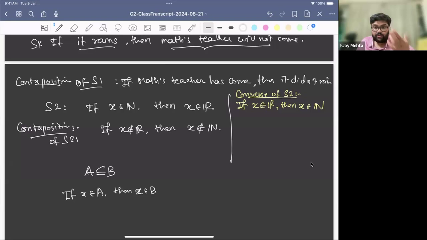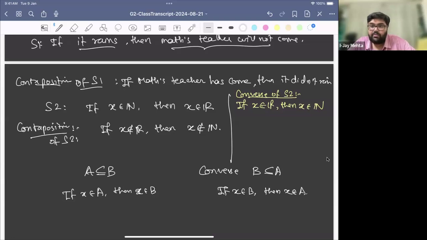Then what do we ask? Are they equal? And can we say that B is a subset of A? When we ask the converse, what is the converse? B is a subset of A. That means if x is in B, can I say that it is in A? We check whether it is true or not. Not necessarily always true, but we check whether it is true or not.